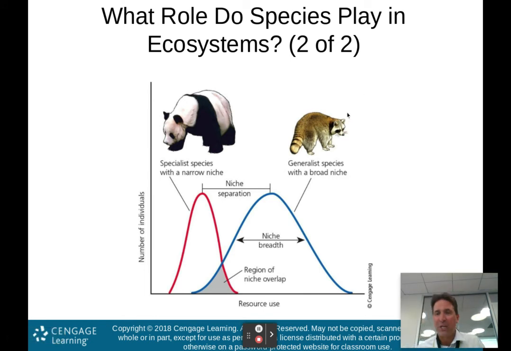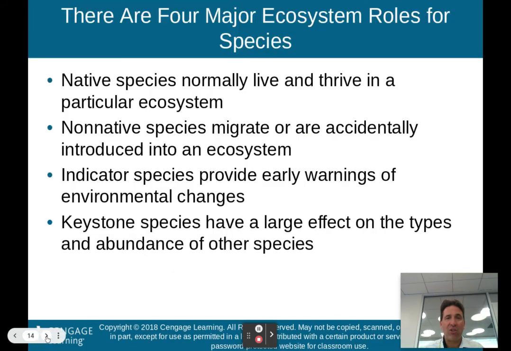The example the book gives of a generalist, it doesn't give humans, it gives a raccoon. So here is the number of individuals and the resource use, and you'll notice for the panda bear, you really have to be right in this little area of resource use. But the generalist species has a wider curve, meaning that it can live in a larger area. So that's what we're going to talk about when we talk about specialist and generalist species.